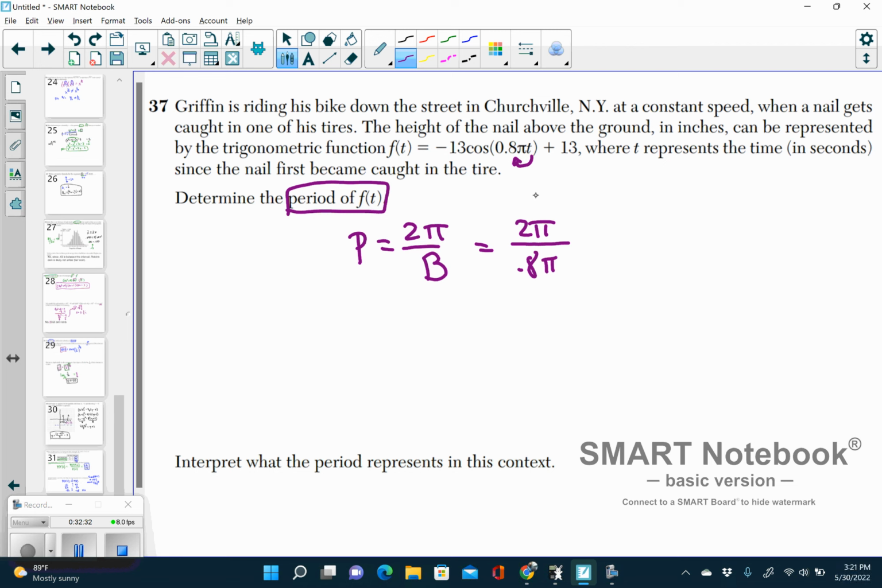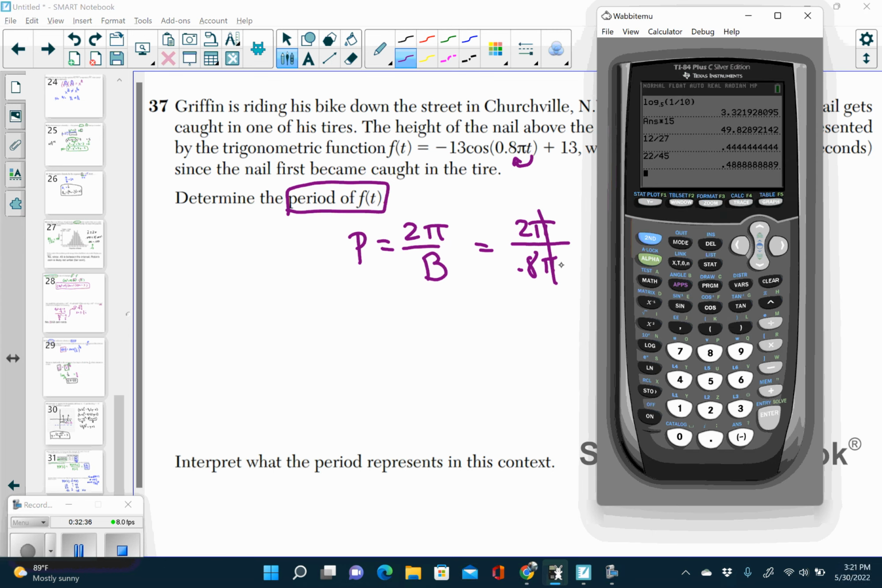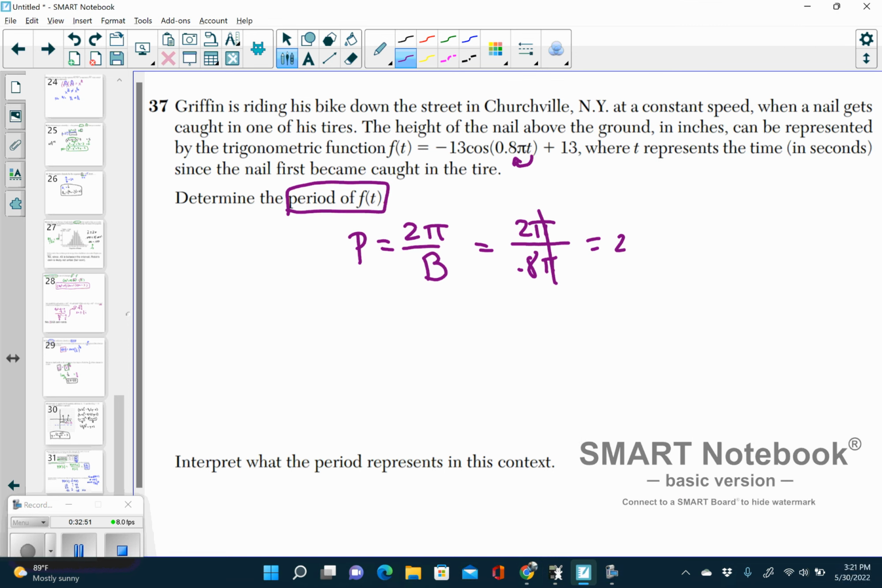And then we just need to simplify this. So the pi's cancel out. 2 divided by 0.8. Let's just go ahead and do that in the calculator. 2 divided by 0.8. I said 0.8. Thank you. Is equal to 2.5. So our period is equal to 2.5. Okay. That's how long it takes.